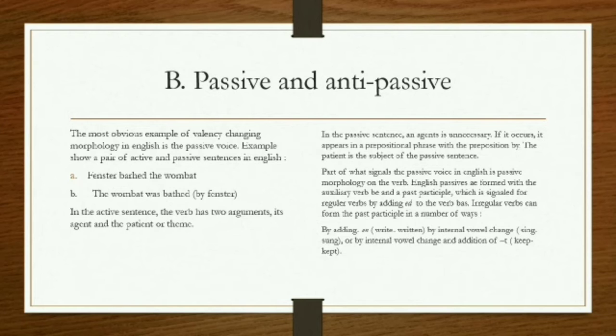Part of what signals the passive voice in English is passive morphology on the verb. English passives are formed with the auxiliary verb be and a past participle, which is signaled for regular verbs by adding -ed to the verb base. Irregular verbs can form the past participle in a number of ways: by adding -en, write to written; by internal vowel change, sing to sung; or by internal vowel change and an additional t, keep to kept.